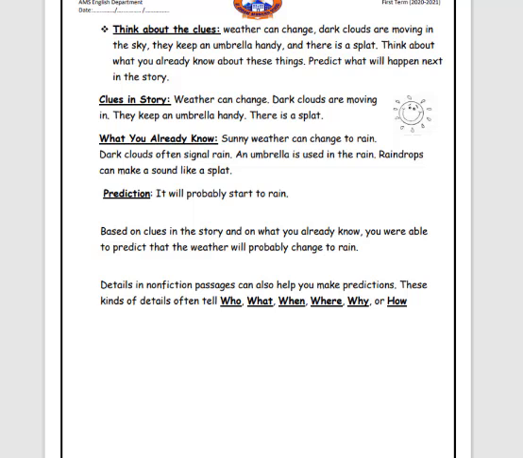Based on clues in the story and on what you already know, you were able to predict that the weather will probably change to rain. Details in non-fiction passages can also help you make predictions. These kinds of details often tell who, what, when, where, why, or how.